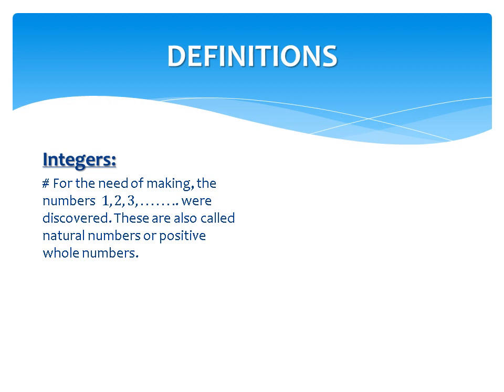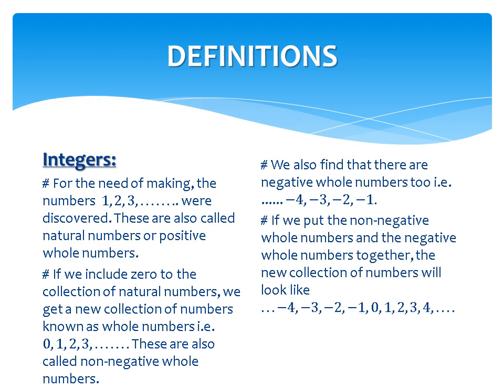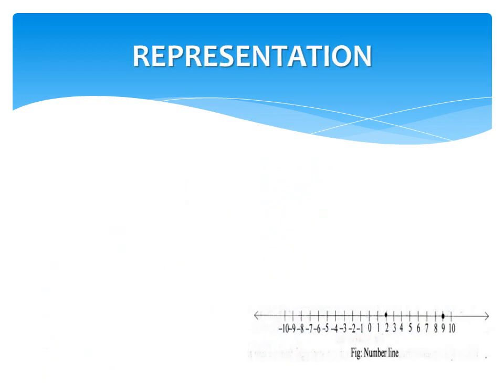We also find that there are negative whole numbers too. That is -4, -3, -2, -1, and so on. So in here you can see the non-negative whole numbers, and now this is negative whole numbers. If we put the non-negative whole numbers and the negative whole numbers together, the new collection of numbers will look like -4, -3, -2, -1, 0 is in the middle, 1, 2, 3, 4. That means on the right side are positive numbers, and on the left side are negative numbers. These numbers are known as integers. So now you understand these numbers are known as integers.